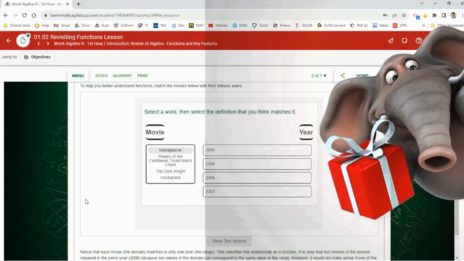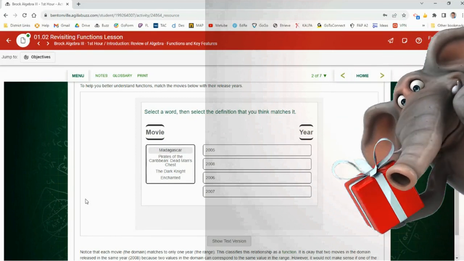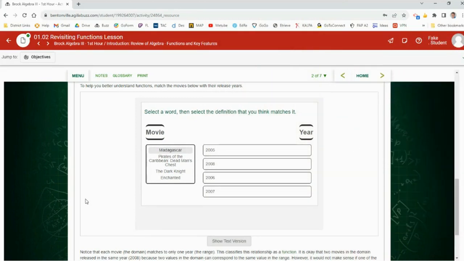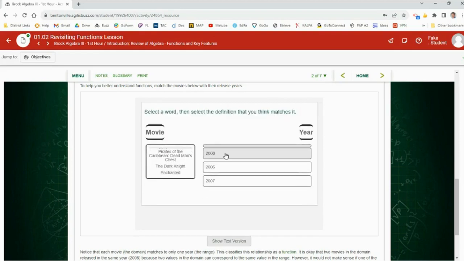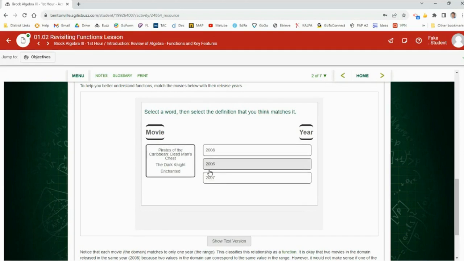Any guesses? What do we want to guess for Madagascar? Throw a date out there. All right, 07. Oh, it was not 07. How about, is it newer than that? 08? Nope. Okay, let's try 05. It was 05. Good job, Michaela.